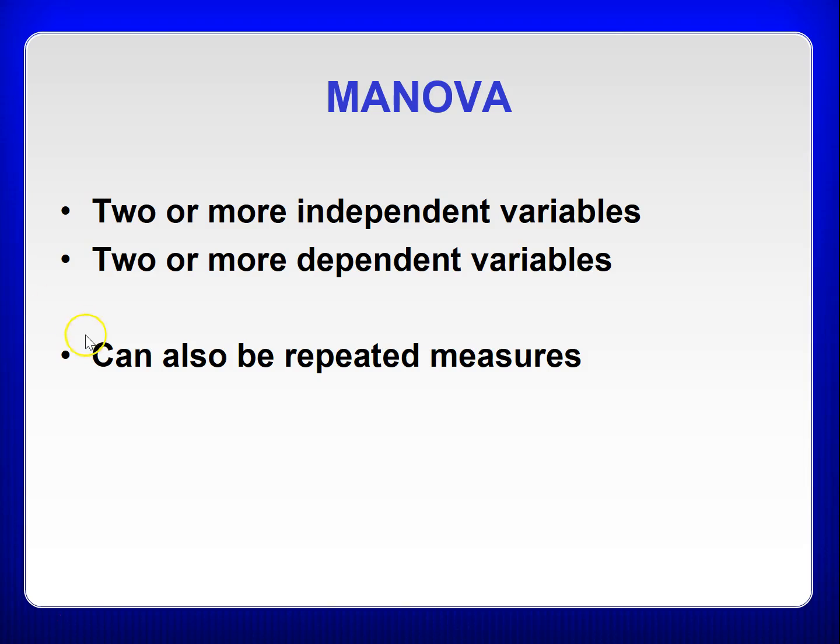Use MANOVA when we have two or more independent variables and two or more dependent variables. MANOVA is a rather straightforward extension of ANOVA. The only difference is that the F-tests for the independent variables and interactions are based on an optimal linear composite of several dependent variables. There are several ways to obtain F in MANOVA: Wilks' lambda, Pillai's trace, and so on. We usually use the F for Wilks' lambda.